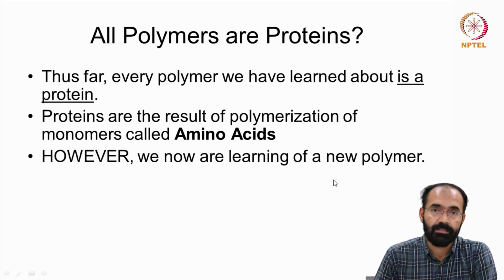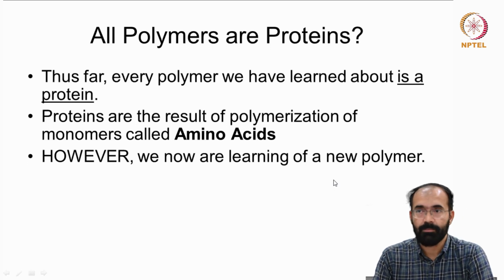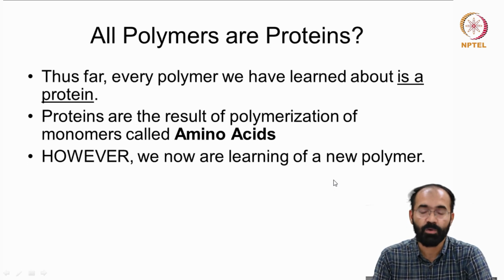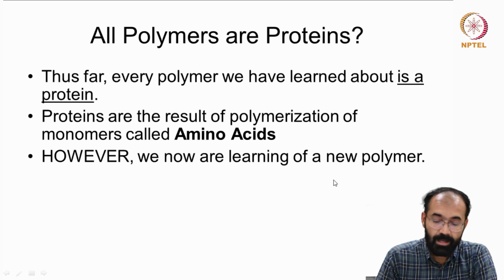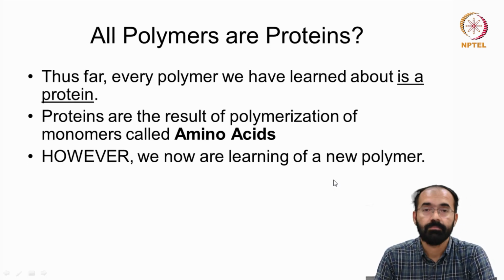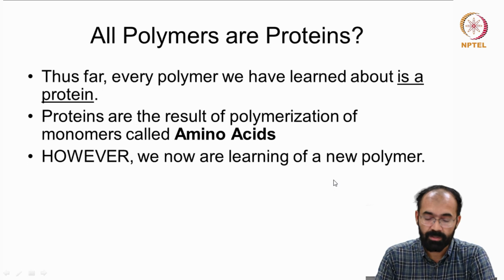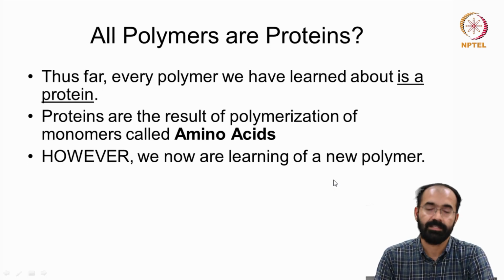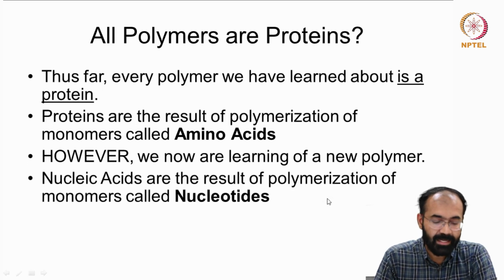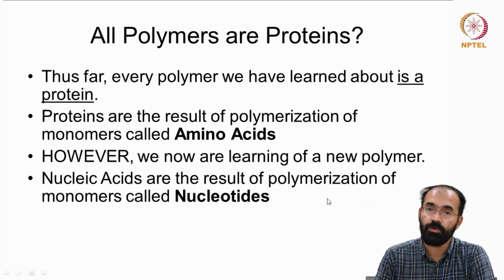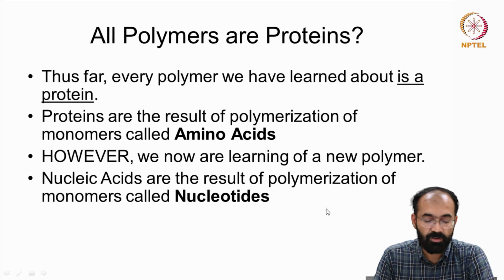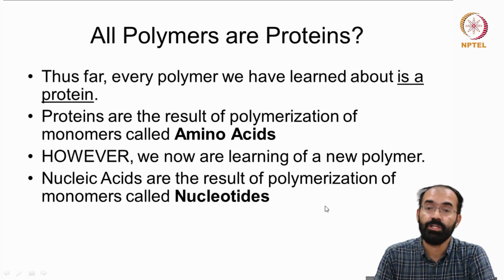Now we are learning, although we know in the modern world the predominant polymer is protein. I'm not saying that RNA and DNA are not polymers, they are polymers, but the predominant polymer is the protein. But now we are learning more in detail about a polymer that existed in the RNA world. And nucleic acids are the major polymers then, and they are formed by the polymerization of monomers, and we call them nucleotides.